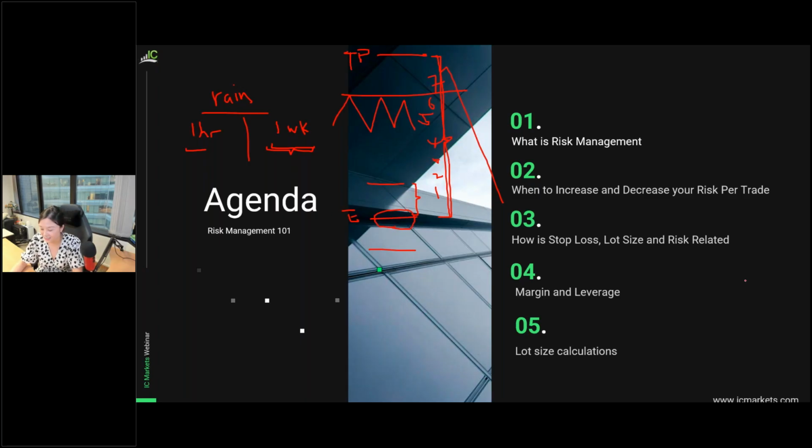Okay, let's continue. So I will be covering some slides on what is risk management, when to increase and decrease your risk per trade, how stop loss, lot size, and risk are related, and a topic on margin and leverage, the calculations to it, how it's a double-edged sword, and also lot size calculations, right?